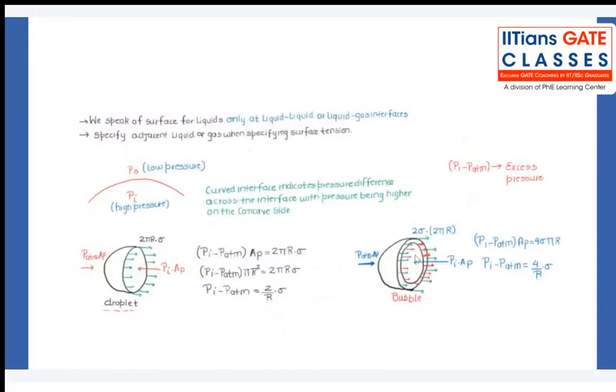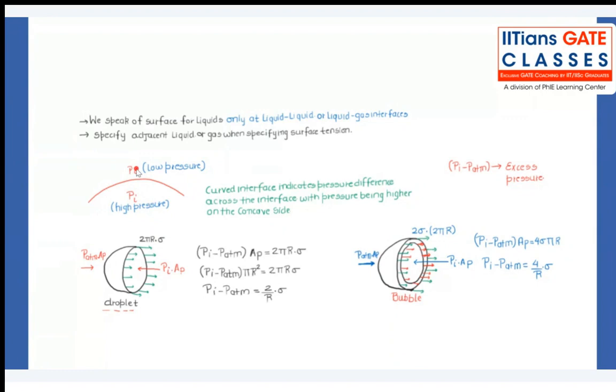Now I want to take a few more examples here. As I was saying, surface tension for liquids will be either at a liquid-liquid or liquid-gas interface. So it is important to specify what the adjacent phase is, whether a gas or a liquid, because the value of surface tension will depend on that. If you have any curved surface in practice, a curved surface basically indicates there is a pressure difference on the two sides. So on the concave side, you will have a higher pressure as compared to the other side.